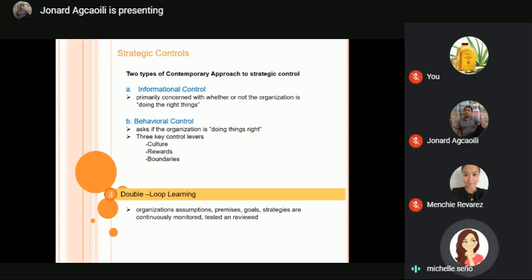So, pangatlo po is yung double loop learning. Organizations' assumptions, premises, goals, and strategies are continuously monitored, tested, and reviewed. Dapat po, sa pag-monitor po sa implementation ng ating strategy, hindi po tayo tumitigil na i-monitor kasi minsan meron po tayong na-miss na hindi pa po natin nagagawa. So, kailangan po natin ng double review po.